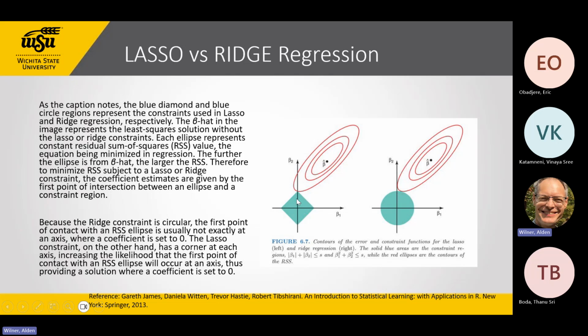Here on the lasso regression, because we're using a nice absolute value, it gives us a nice pointy area, and we're definitely going to be pulling things closer to the axis. Again, the RSS ellipse is not usually at an axis, so there are no coefficients getting set to 0. The lasso constraint has a corner at each axis, increasing the likelihood.